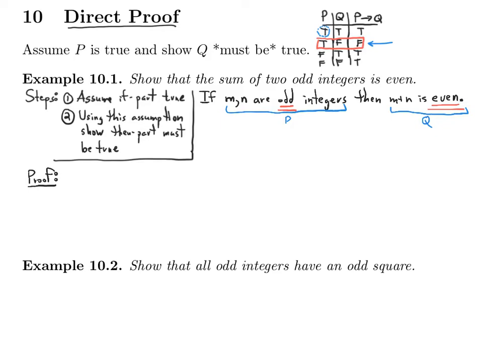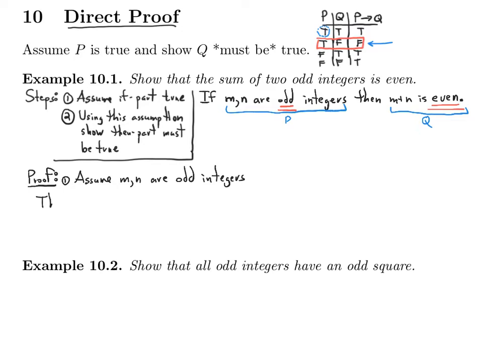Okay, so we want to do the first thing, we want to assume that the if part is true. So let's assume that m and n are odd integers. Now, just assuming that is all fine and good, but we need a way to work with that. And a good way to work with things is expressing them algebraically.